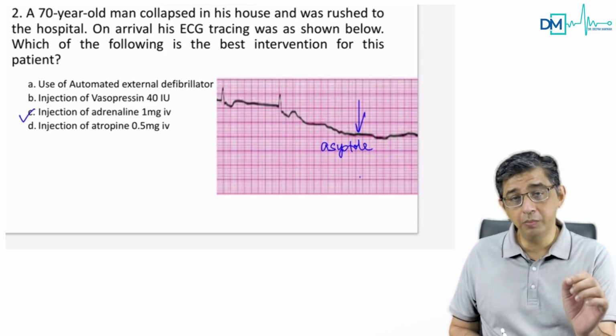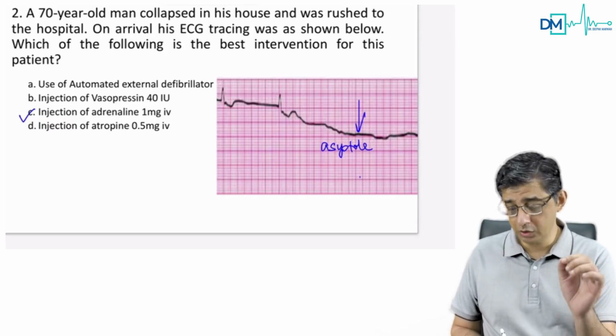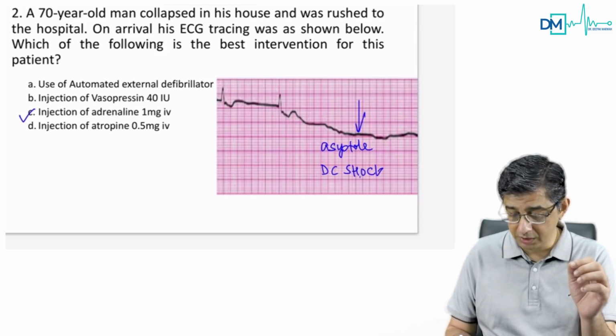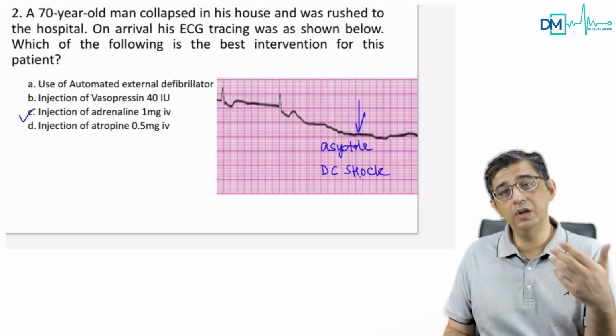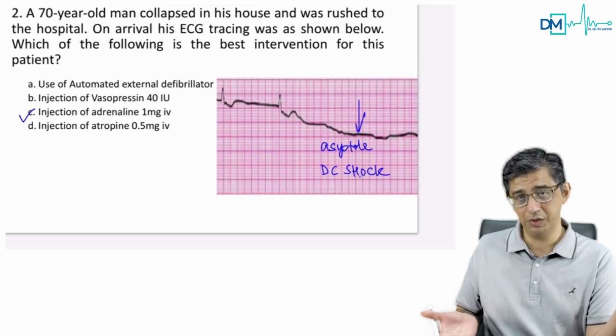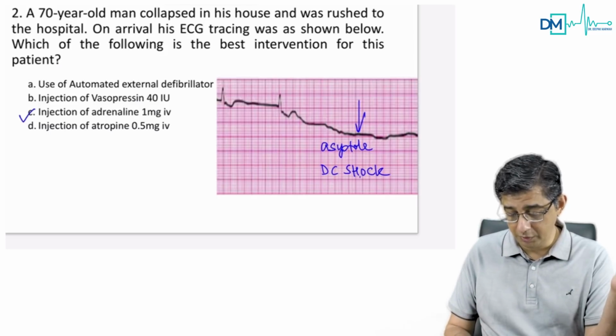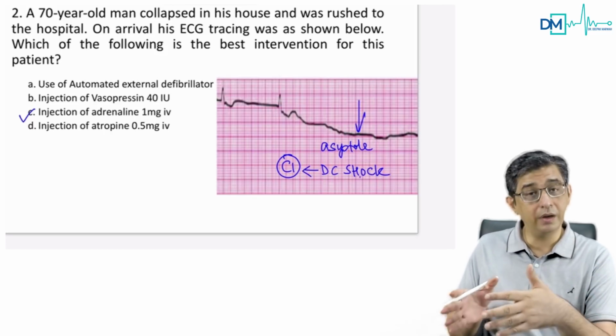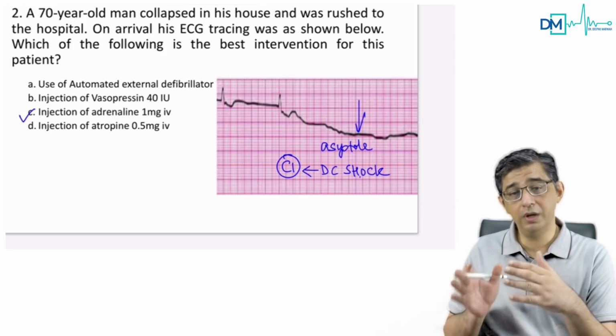Please remember, defibrillation is contraindicated. DC shock is contraindicated. We don't give a DC shock in a flatline ECG. Though in television serials they show it like this, that they're giving DC shock in a flatline ECG. But actual life is not a television serial. Even in Grey's Anatomy, they will tell you that DC shock is being given to a person with a flatline ECG, because that's a television serial. In actual reality, we don't give DC shock in a flatline ECG.